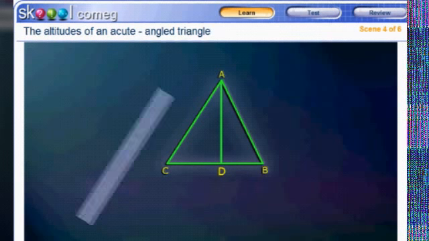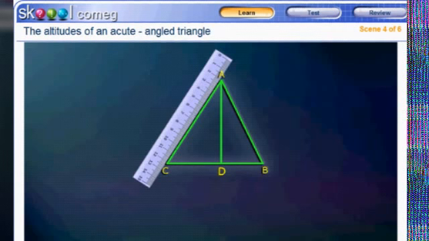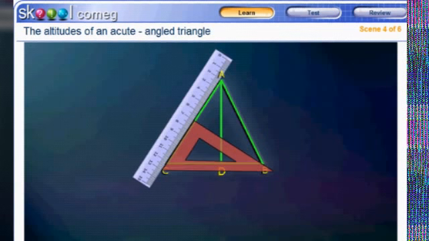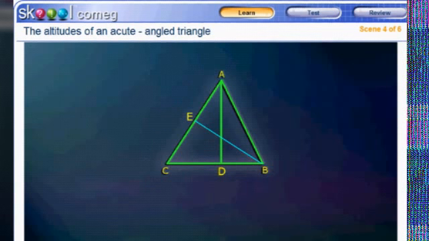1. Fix the ruler on one of the triangle's sides, AC. 2. Put the set square on the edge of the ruler to coincide with side AC. 3. Move the set square until the point B coincides with the edge of the set square. 4. Draw the line segment BE. BE is perpendicular to AC, then BE is the required height.